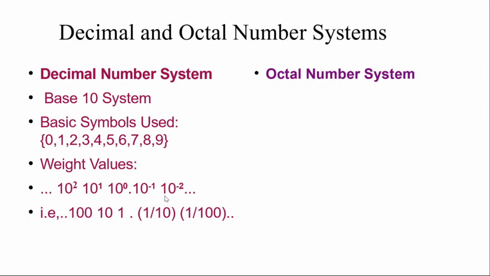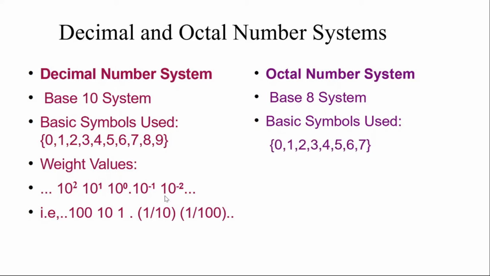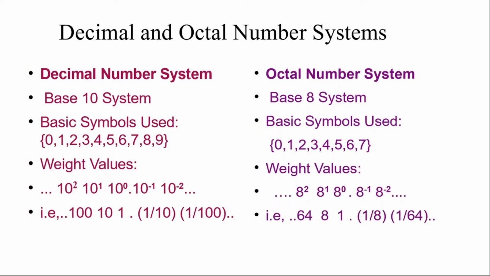Whereas the octal number system is a base 8 system which uses 8 basic symbols 0 to 7. The weight values of octal number system are represented as a power of 8. If we move towards the left of the octal point, then the power increases, and as we move towards the right of the octal point, the power of 8 decreases.